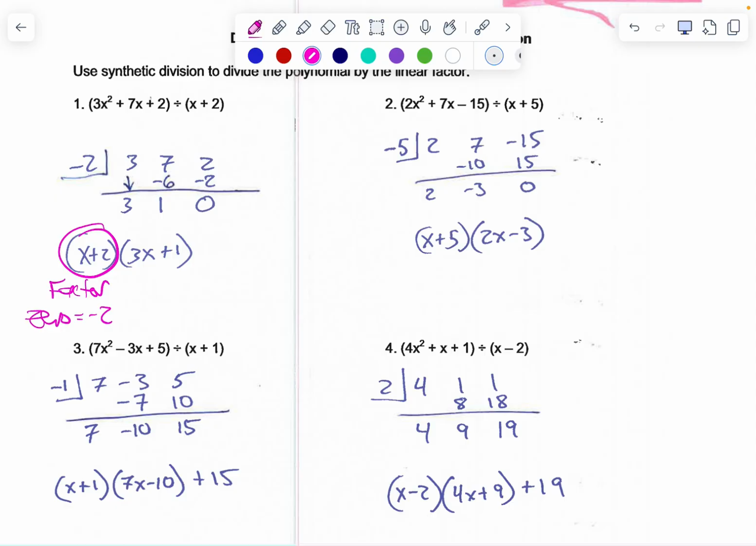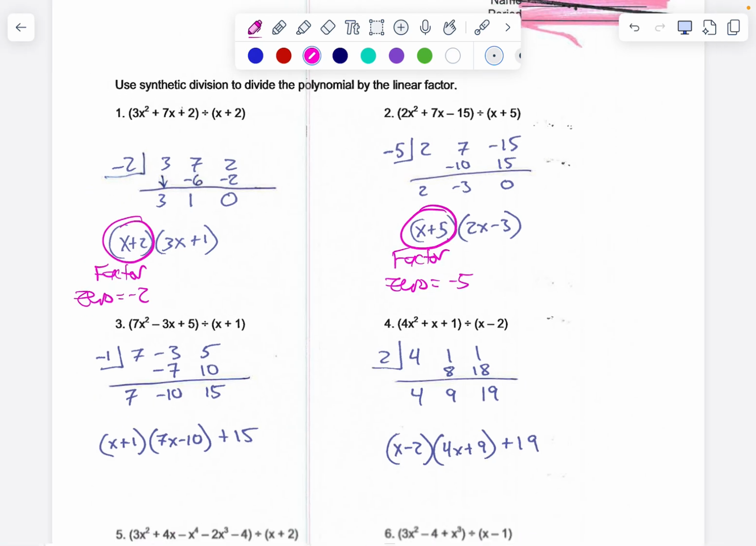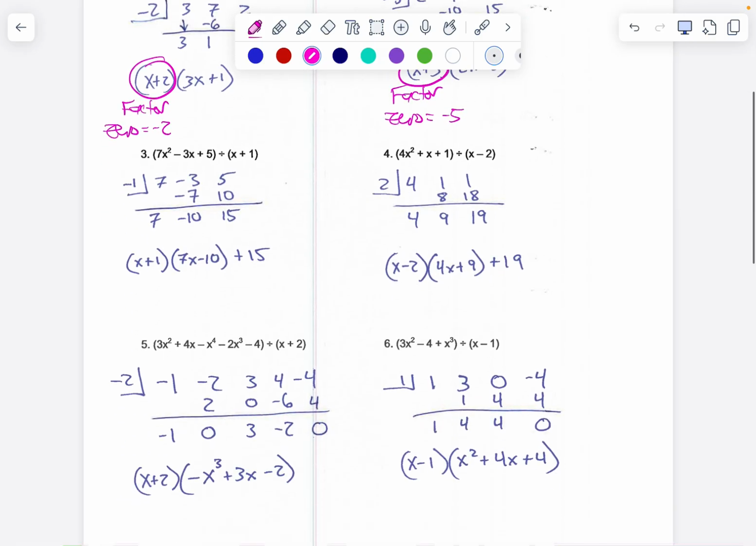Okay, number 2, x plus 5 is a factor. Go write this so you have this to reference later on. What is the 0 for that one? -5. Okay, how about 3 and 4? Was the thing we divided by a factor? Nope. So, not a factor.